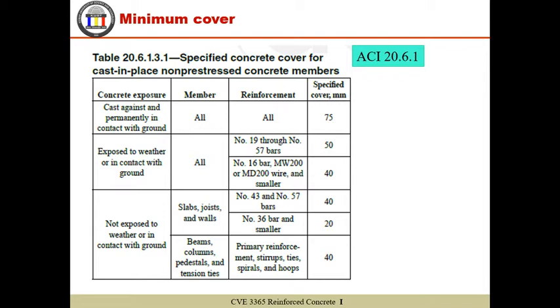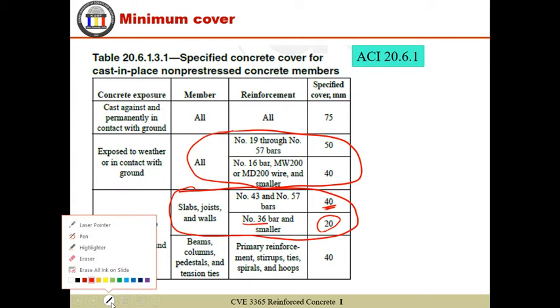What about the cover? I think you should remember this table. Yeah, we have taken it in design of beam as well. But here, we need only this part, and sometimes we need this other part. Like if you have slabs, joists, and walls, if you use number 43 and number 57 bars, the cover will be 40 millimeters. If you use number 36 bars and smaller, the cover will be 20. So have fun.